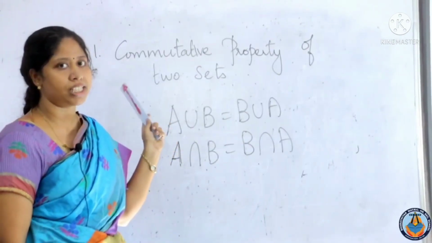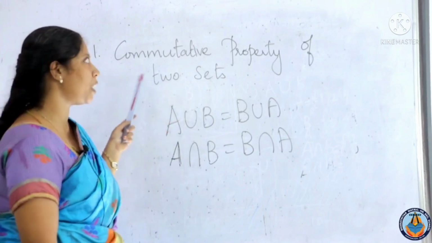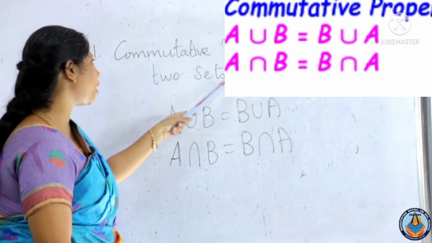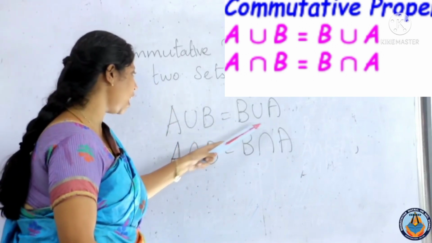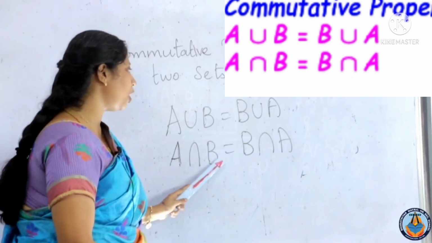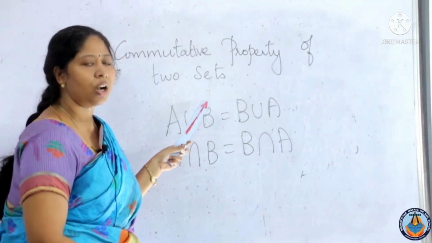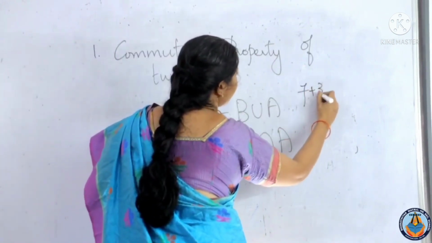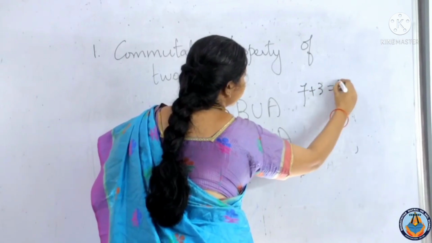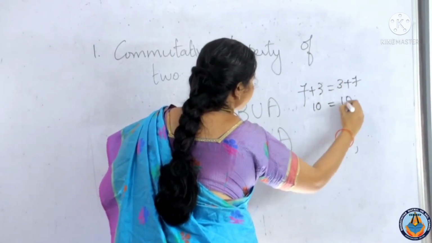Before getting into the exercise 1.4, we can see a few definitions on properties of sets. Commutative property of two sets: A union B is equal to B union A. A intersection B is equal to B intersection A. This you have already learned in your lower classes with numbers. 7 plus 3 is equal to 3 plus 7. You will get the same answer.